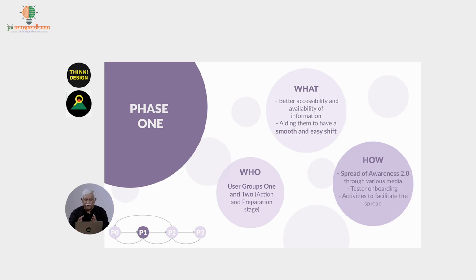And phase 1 was actually slowly starting to adopt and implement these. So, what involved better accessibility and availability of information, so that some people who are willing to change can make a smooth and easy shift to this. So it means that you looked at user group 1, who were willing to make the changes, and then you had to create awareness about this through media. You onboard them, and you have some activities to facilitate this adoption and spread.